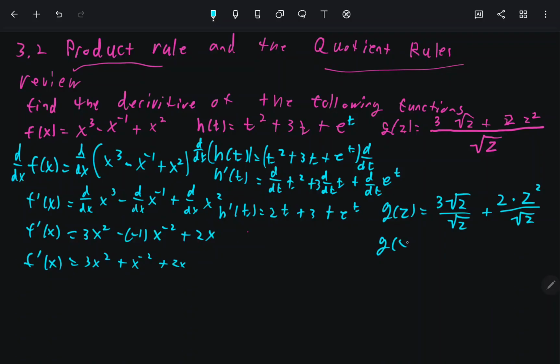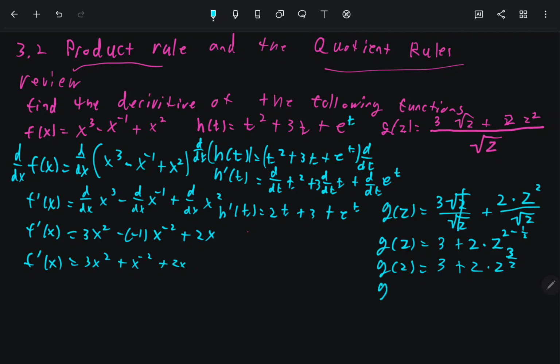Well, then g of z is going to be, well, we can cancel the square roots of z there, so we get 3 plus, and because we're dividing and they have the same base, this is going to be the same thing as 2 times z to the 2 minus 1/2. So what we are left with here is g of z is 3 plus 2 times z to the 3/2.